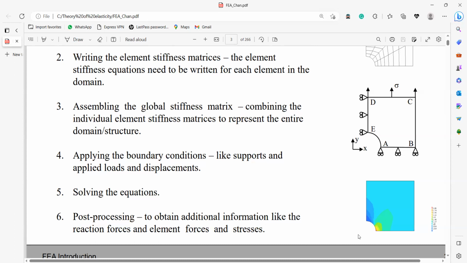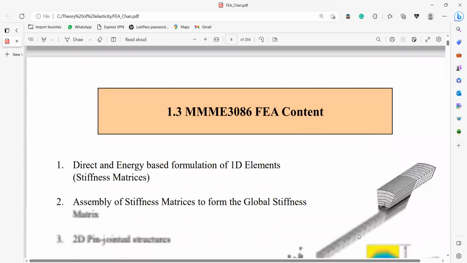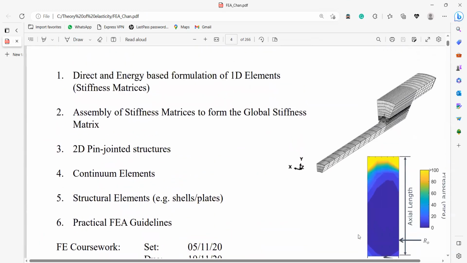Does it look good? Does it follow the physics? This is how we interpret, and this is called post-processing. So now, when it comes to stiffness matrices, you have different based formulations. One is direct stiffness method, and the other is energy-based formulation. And then how you assemble stiffness matrices to form the global stiffness matrix.